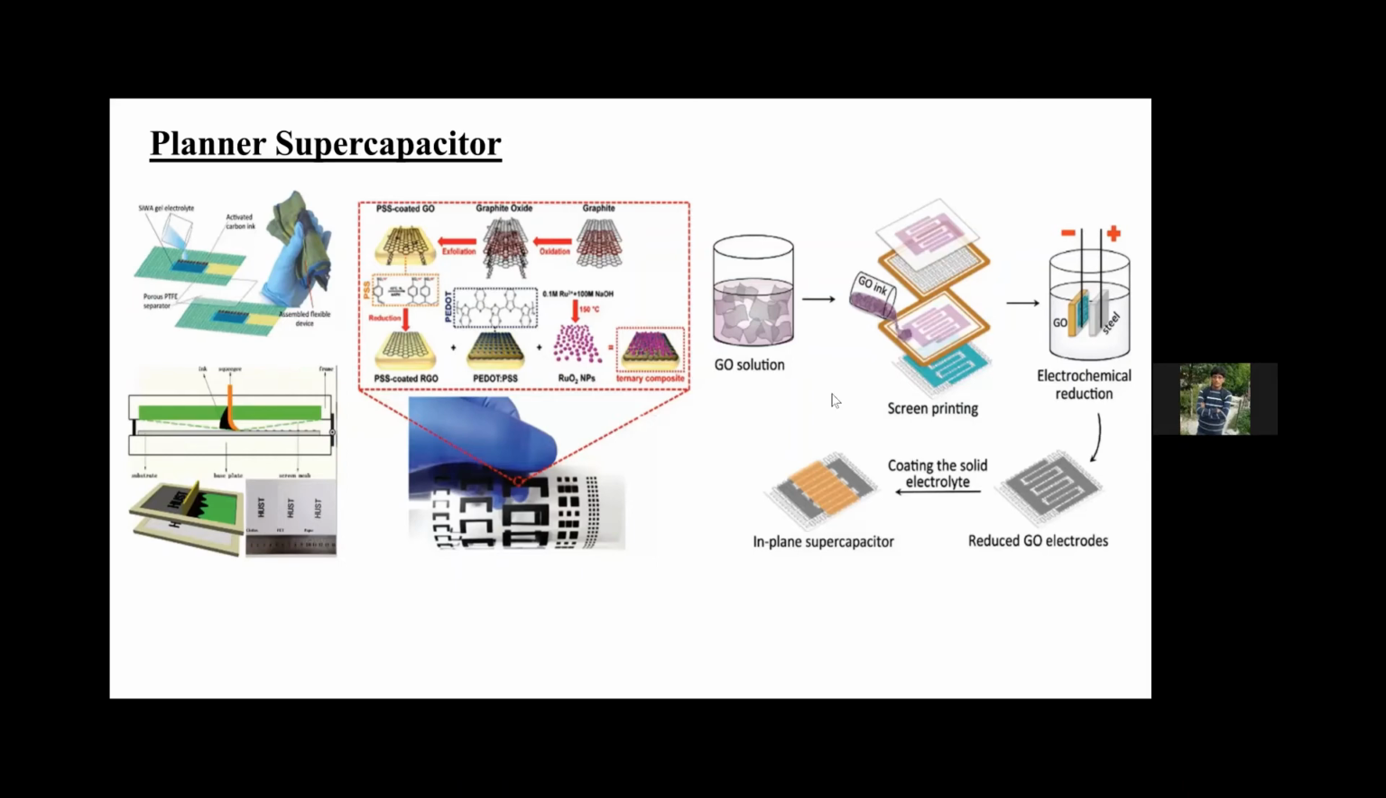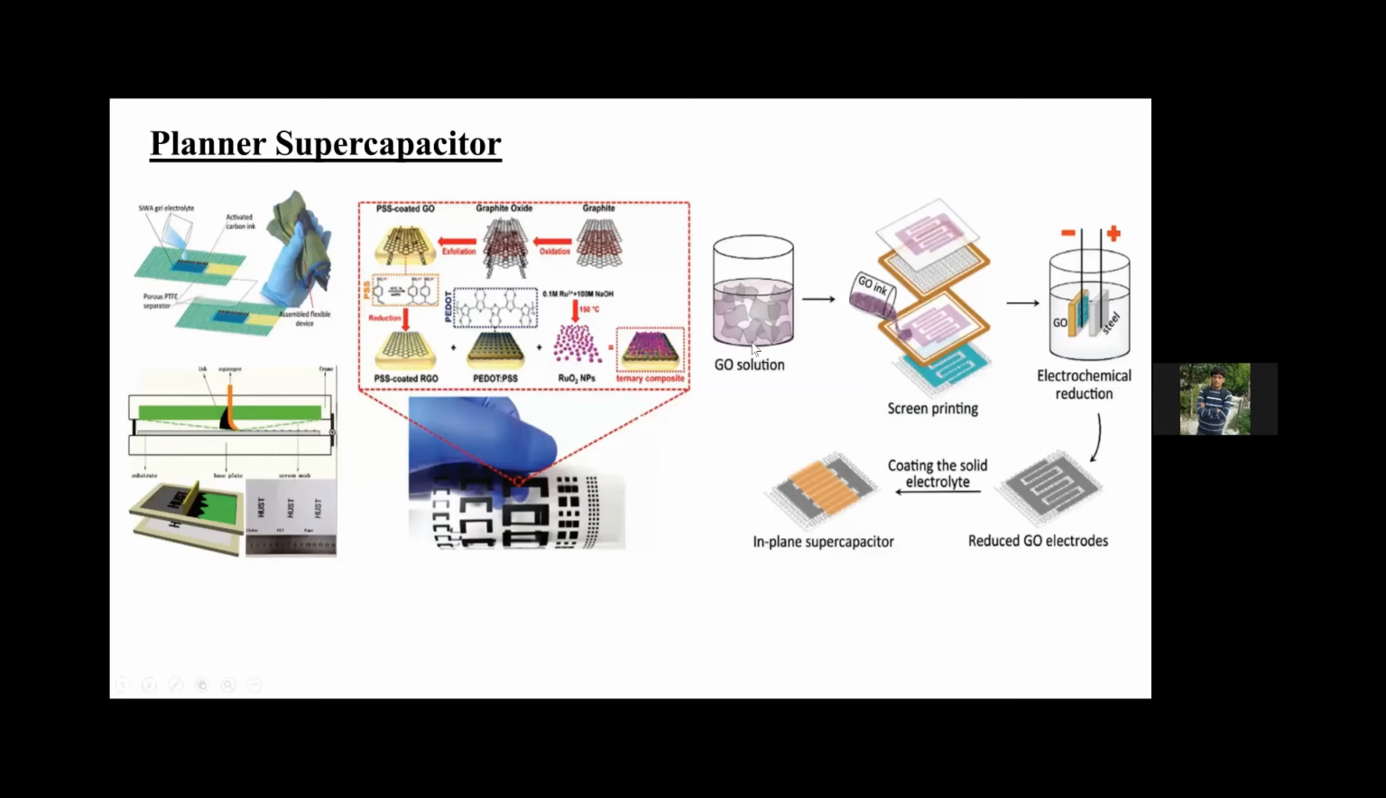So for example, suppose graphene, we can see it here. This is called the planar devices. We can see 3 electrodes are deposited, and in between them there is a small gap. So in that case, here we can use an electrolyte, and we can check its performance.